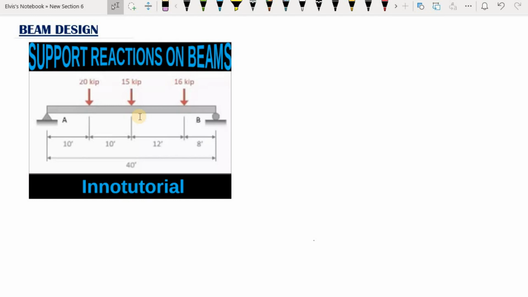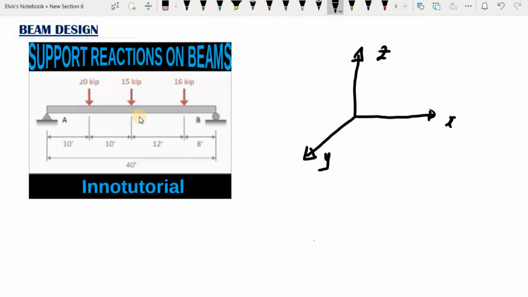Now you need to understand how the grid system in SAP2000 works. So in SAP2000, this is basically the x axis, then this is the y axis, and this is the z axis. So this is the negative x, this is the negative z, and this is the negative y.